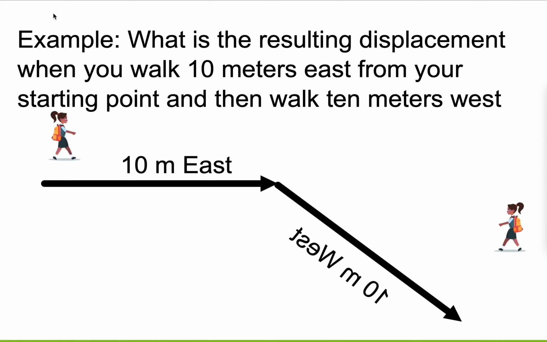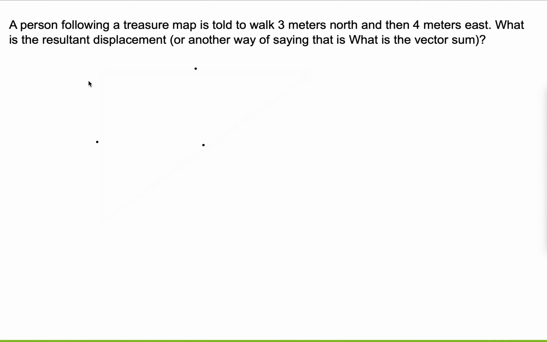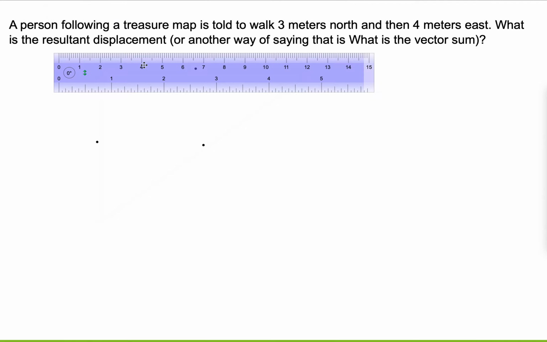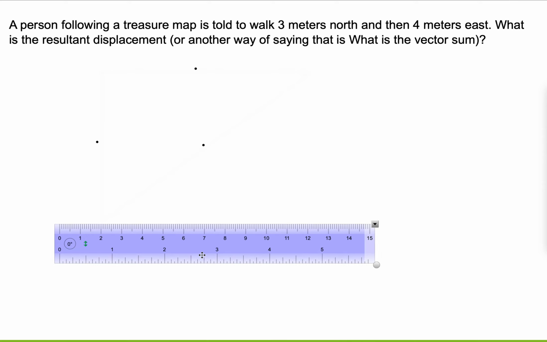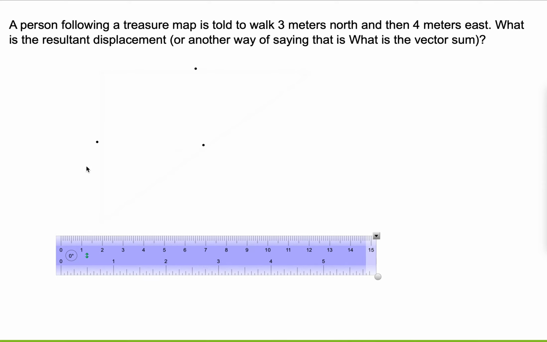And we're gonna do an actual problem, okay? Now, there are different ways that you can figure out what this resultant vector is. The first way is you could actually draw these. So I could get a ruler, I'm going to pull out a ruler, and then I'm going to draw this out. This is my treasure map.